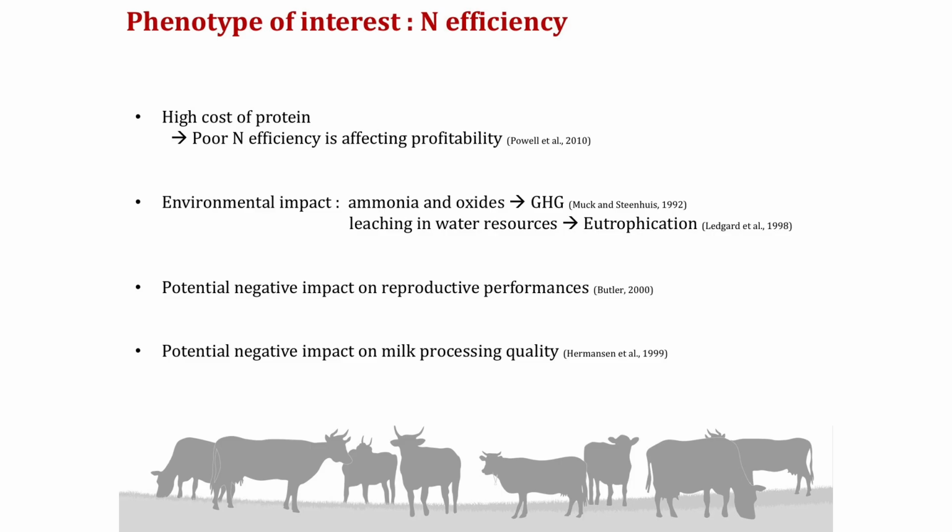it's important, the nitrogen efficiency, because as you know, the cost of the protein is very important in dairy production. A poor nitrogen efficiency is affecting the profitability of the farm. Also, nitrogen have a big importance on environmental impact due to this relationship with ammonia and oxides emission, and also due to the leaching in water resource, what we call eutrophication.